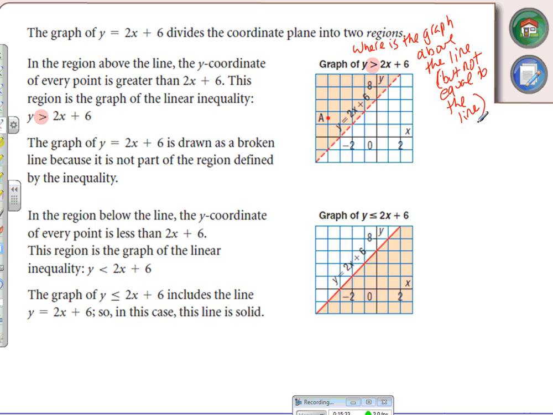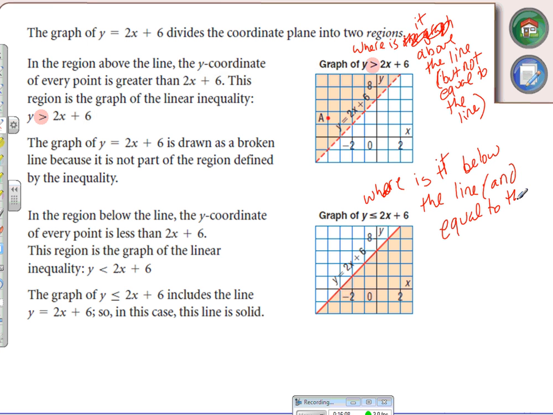The second one is saying, where is, I shouldn't say the graph, where is, we shade above. Where is it below? Less than is below the line. Below the line. And equal to the line. And the equal to is a solid line.